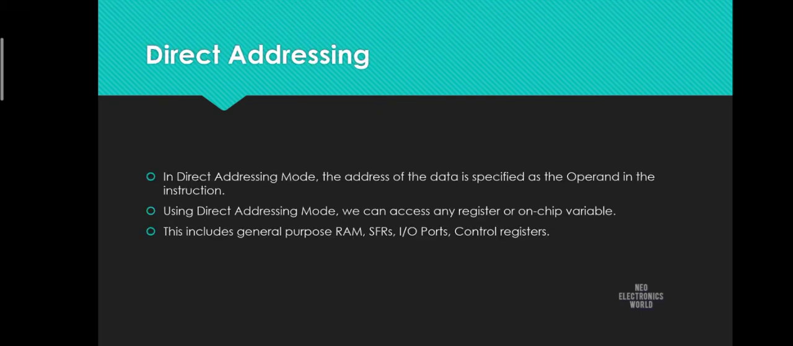Then direct addressing. In direct addressing mode, the address of the data is specified as the operand in the instruction. The data which is to be used has an address, and that address will be specified in the operand in the instruction. Using direct addressing mode, we can access any register or on-chip variable. This includes general purpose RAM, SFRs, etc.